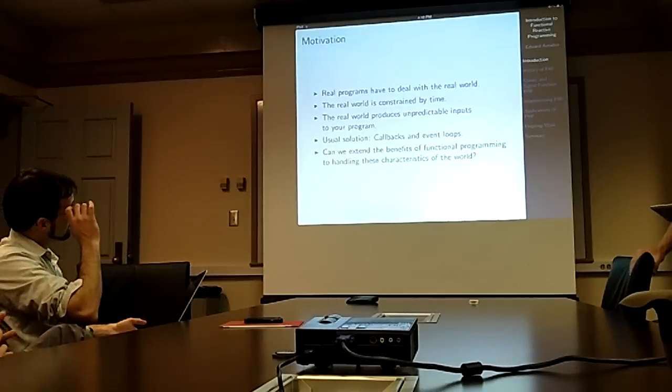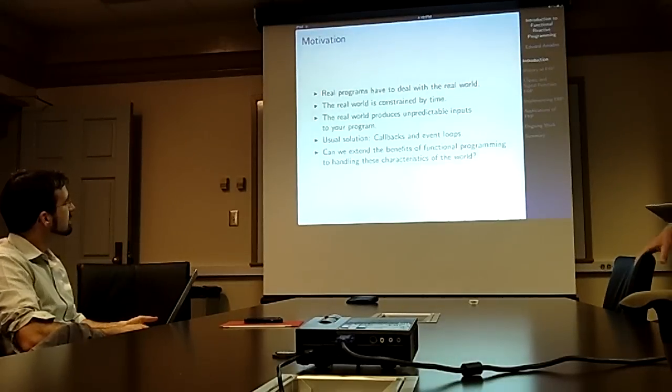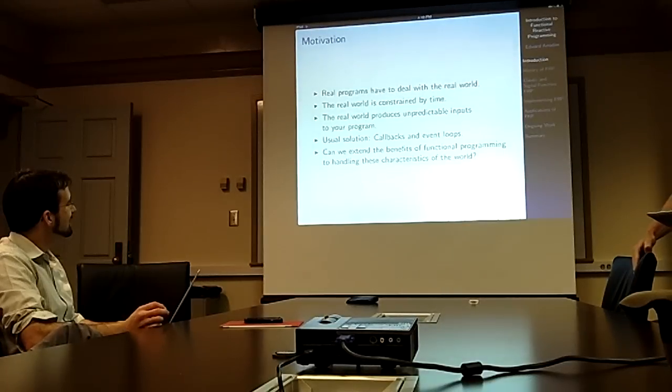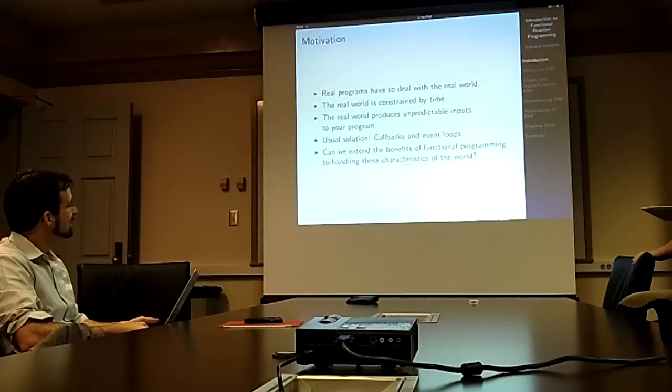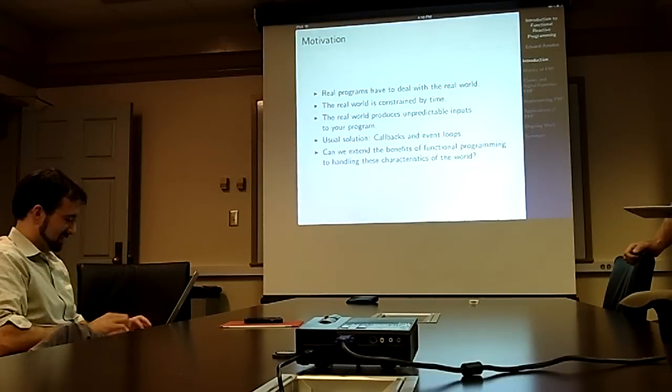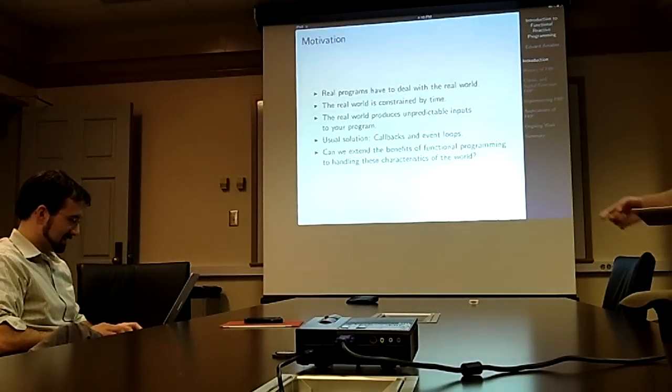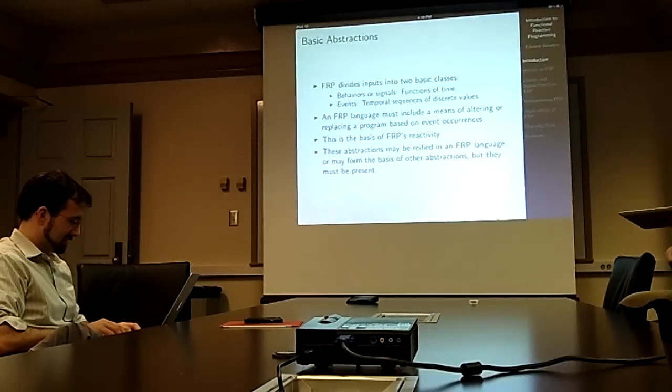So our motivation for all this: when we're writing real programs, we have to deal with the real world. And in this real world, we have to deal with time, and it tends to produce inputs that we can't predict. So we can't have the whole input to our program when we start to run. That's not a realistic assumption for applications programming. So our usual solution to this is we write event loops in our programs and put callbacks in to handle the different sorts of things we expect might come along. So the motivating question here is, well, instead of doing it that way, can we extend some of the benefits of functional programming to handling these characteristics of the world?